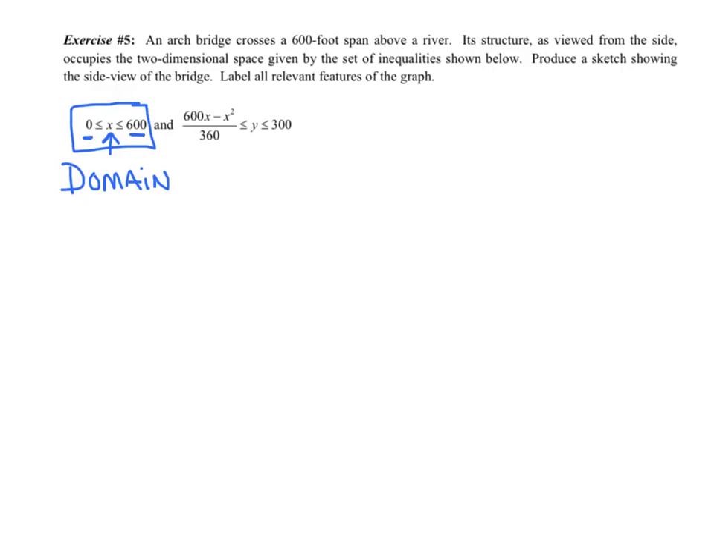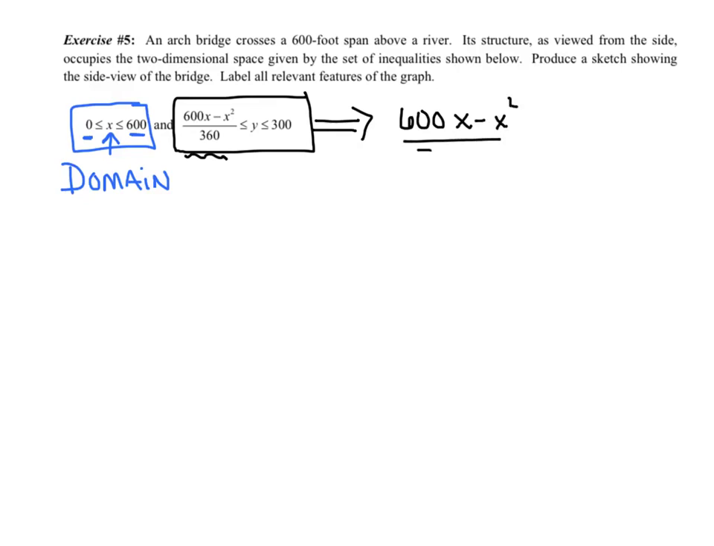Alright, now, this is that goofy equation, and it's split, so we can write two equations. The first one is this fraction is less than or equal to y. So 600x minus x squared over 360 is less than or equal to y. And my second equation is y is less than or equal to 300. Okay, so there are my two equations that I'm going to graph.